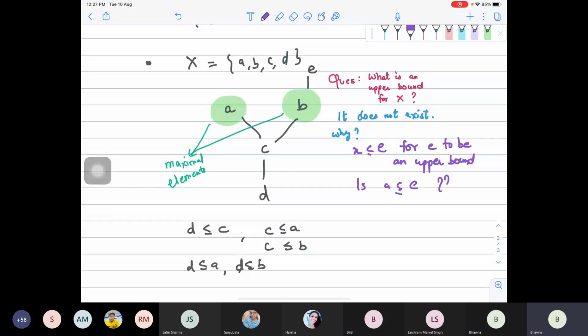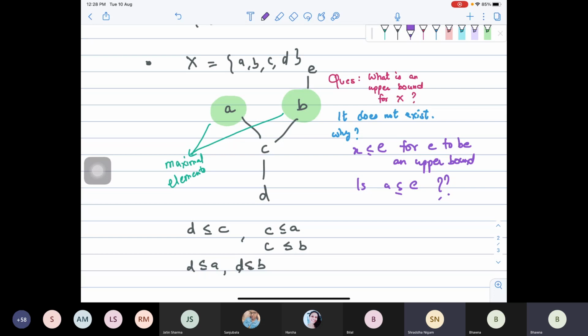No, ma'am. Then E will not be called a maximum element. Just one at a time. First Shraddha, then Bilal. Okay, Shraddha, is this clear? Yes, ma'am, it is very clear.